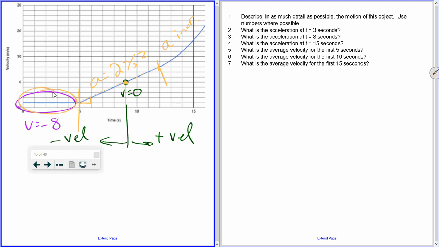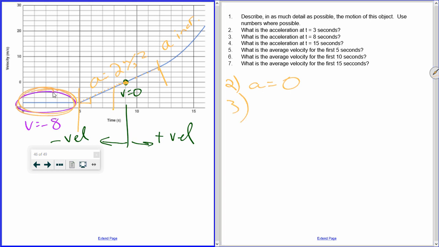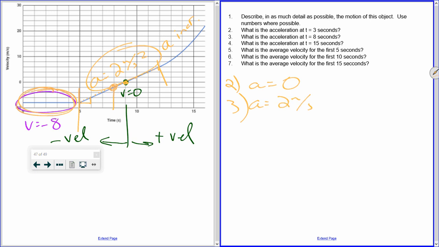Number 2, the acceleration at 3 seconds. What do you got? Velocity's constant, right? So for number 2, our acceleration is 0. Number 3 wants the acceleration after 8 seconds. We already did that. That's 2 meters a second squared. Number 4, the acceleration at 15 seconds.